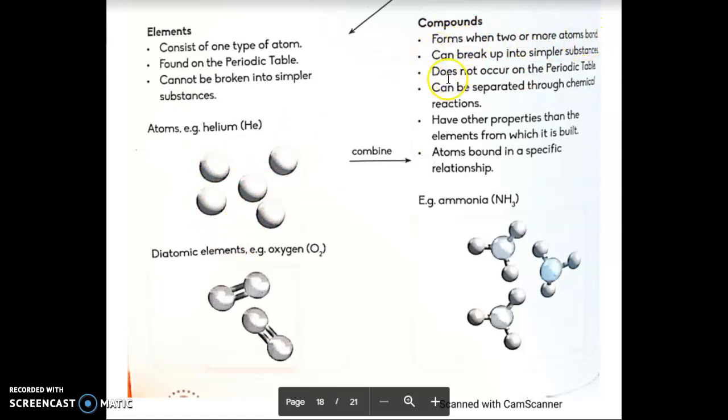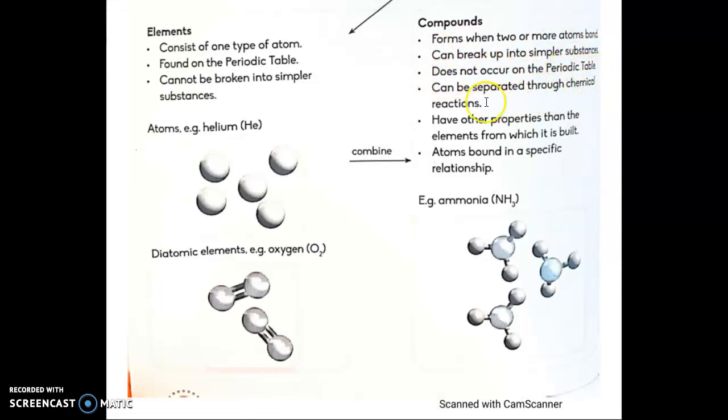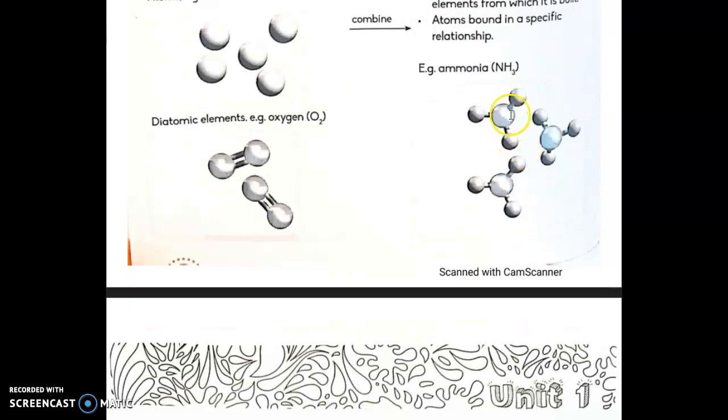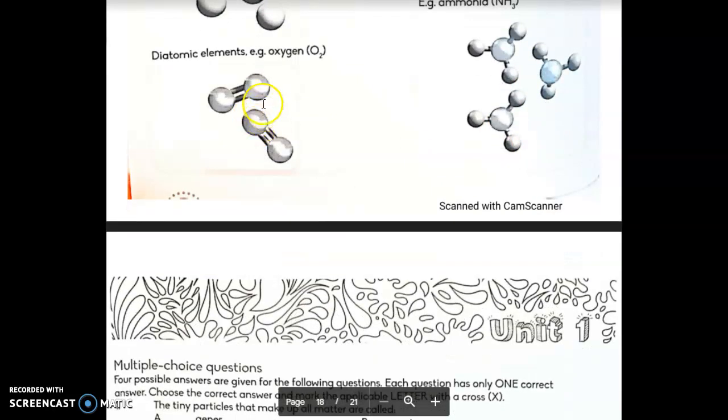They can break up into simpler substances and do not occur on the periodic table. They can be separated through chemical reactions and have other properties than the elements from which they are built, and atoms are bound in a specific ratio. So they will always have three of one and one of the other, and that is how the whole thing will look. See, it repeats itself. Diatomic elements have the same little balls of the same color bonded together, so two oxygens together.